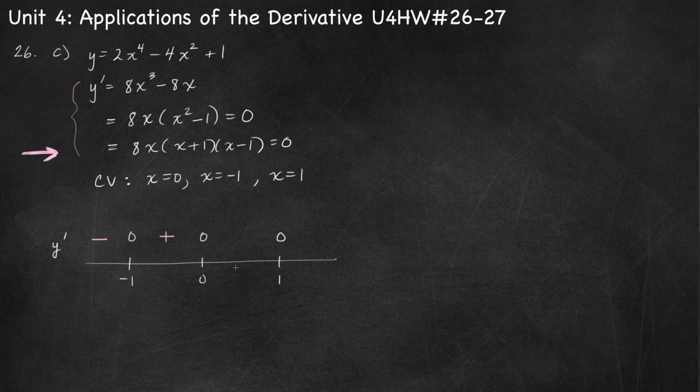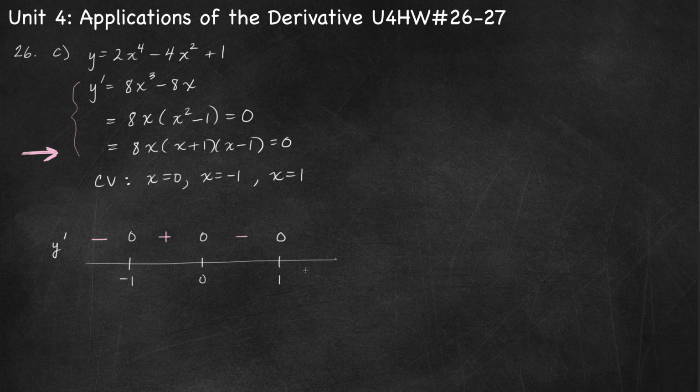Now I'll test 1/2. So 8 times 1/2, that's positive. 1/2 plus 1, that's positive. 1/2 minus 1, that's negative. So now I have positive times negative, that's negative.